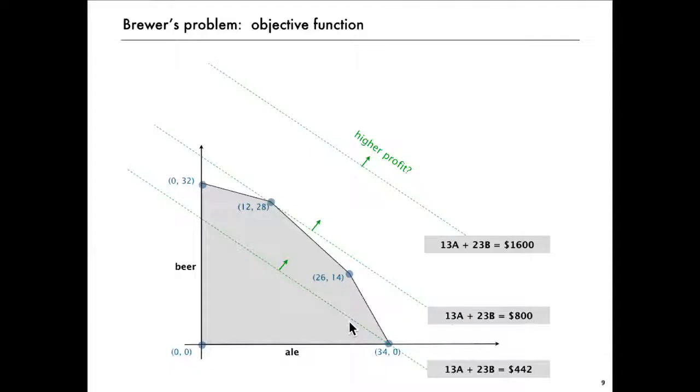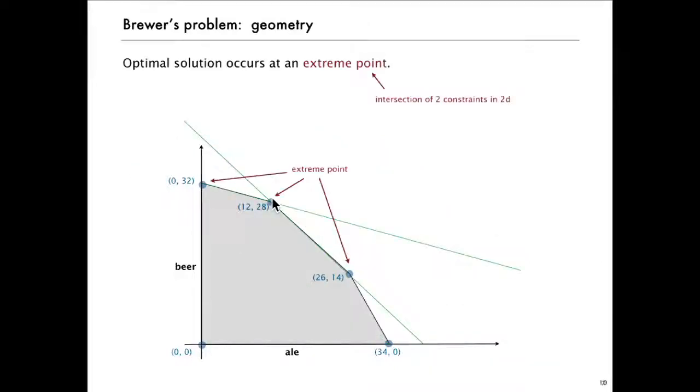So you can see the objective function defines the slope of a line, and what we want to find is, you think of it the other way, the line coming in from positive infinity, where does it hit the feasible region? That's where our profit is going to be maximized. So just the geometry tells us that the optimal solution is going to be at an extreme point.